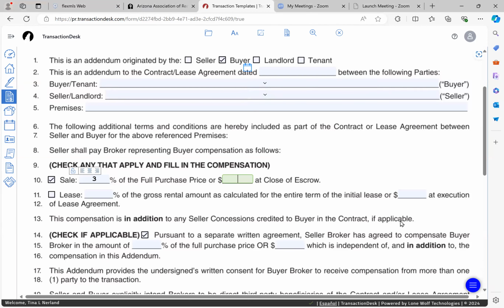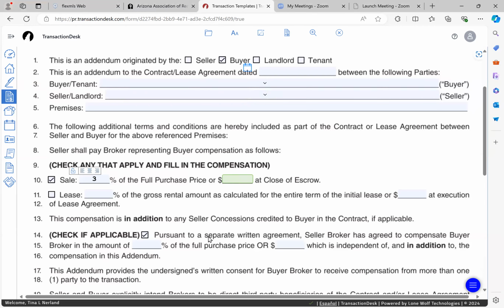This compensation is key. This is a very important line. This compensation is in addition to any seller concession credited to buyer in the contract, if applicable. This is huge because this states that this is for your compensation and it has nothing to do with any seller concessions to pay for repairs or to buy down the rate. It's specifically for your compensation.